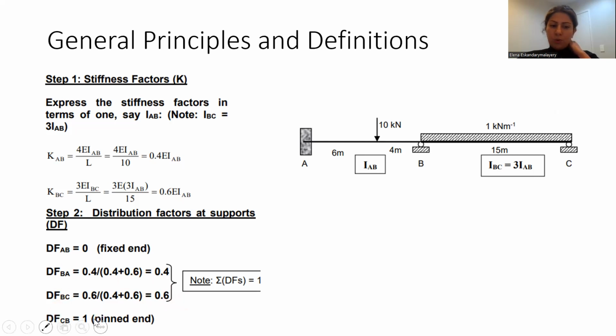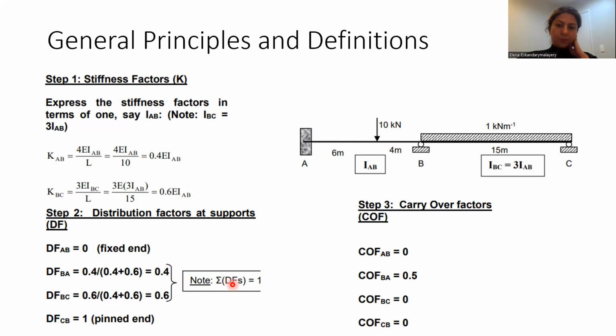And for joint C, the distribution factor equals 1, which is a pin end. As I said before, the sum of the distribution factors at each joint must be 1. So if you add the distribution factors for BC and BA together, the total must be 1. So you double check whether your calculation is correct or not. Next step is to calculate the carryover factor.